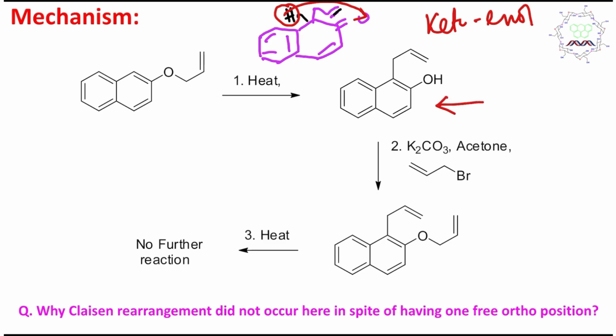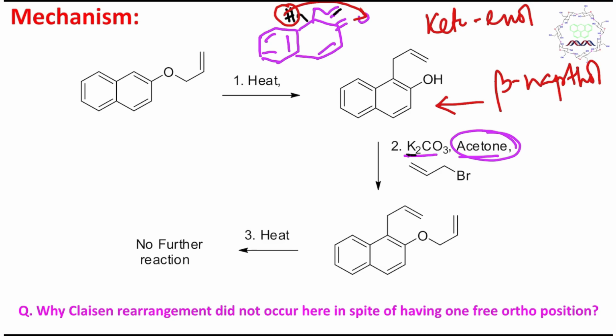Phenol means, in this case it is not phenol, it is a beta-naphthol. This is called beta-naphthol. Now this is an alcohol, meaning an aromatic alcohol. The next step is K2CO3, acetone, where acetone is actually the solvent to dissolve these reagents, and the third reagent is allyl bromide.